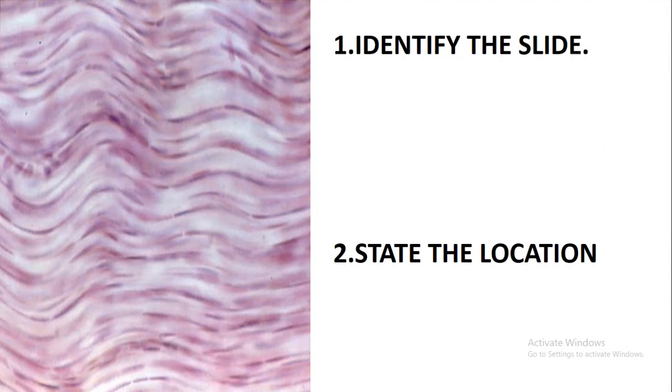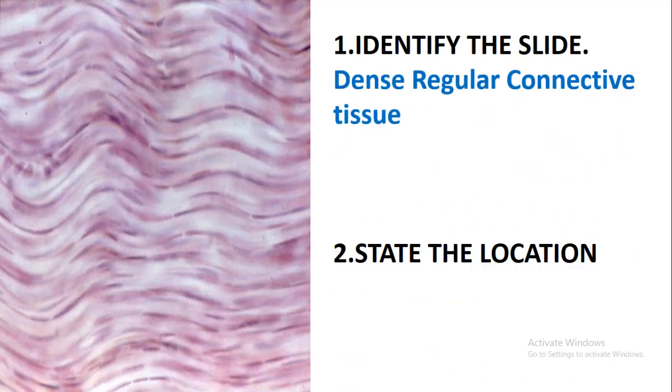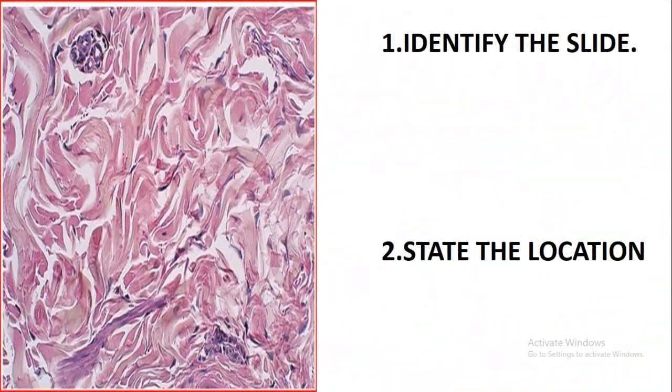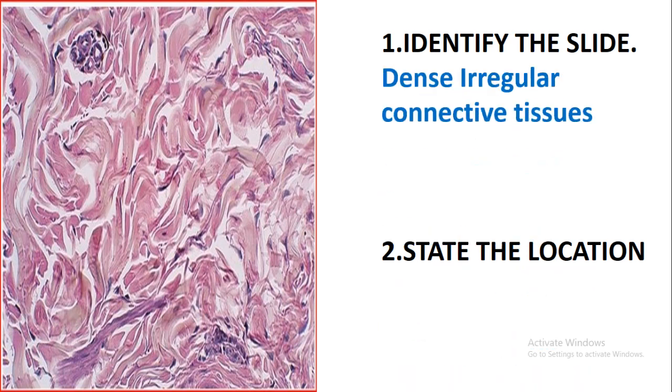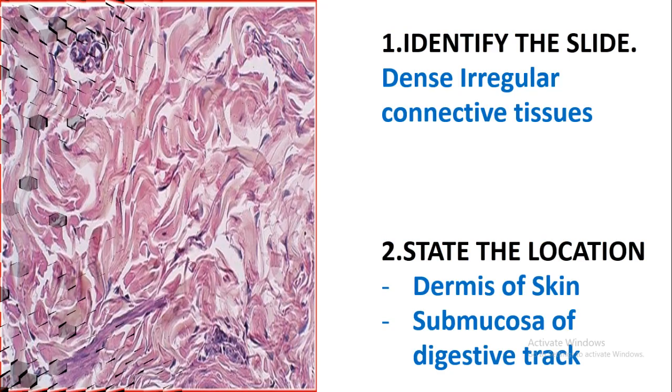Then we have been given this other slide, which is identify the slide, and this is just the dense regular connective tissue. State the location, you can give the tendon and also the ligament. The next slide we have been given is this slide, which is identify the slide. So the answer here is just the dense irregular connective tissue. State the location, it can be the dermis of the skin and also the submucosa of the digestive tract. Let's quickly move on and look at the next slide.